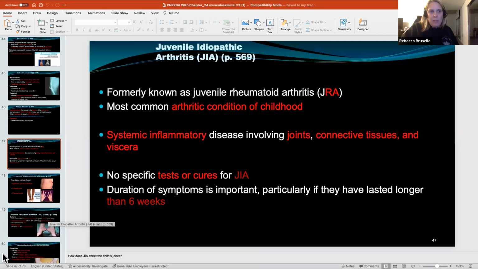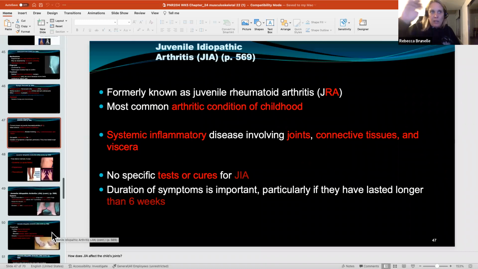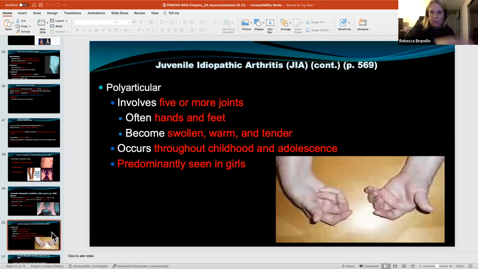If they have symptoms that last more than 6 weeks, you really need to get them evaluated. It is kind of on the autoimmune spectrum, so it's not uncommon that kids that have JIA have waxing and waning symptoms. They'll have an exacerbation, their symptoms will get better, and then they'll get worse a few months later.